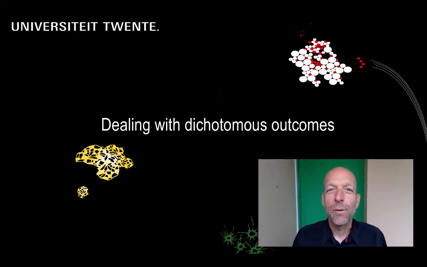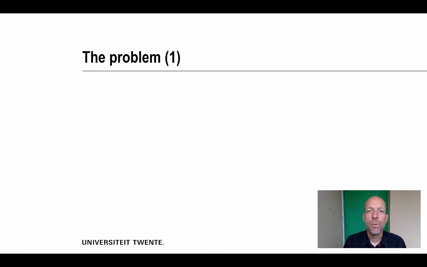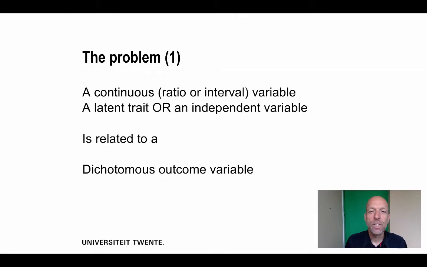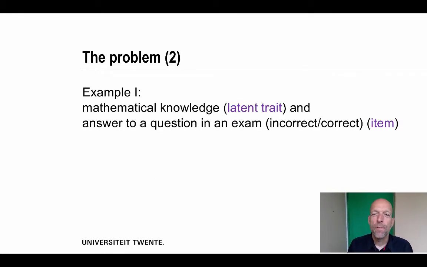This is a micro lecture about dealing with dichotomous outcomes. The basic problem is simple. We want to relate a continuous variable, which can either be a latent trait or an independent variable in a causal analysis, to a dichotomous outcome variable.